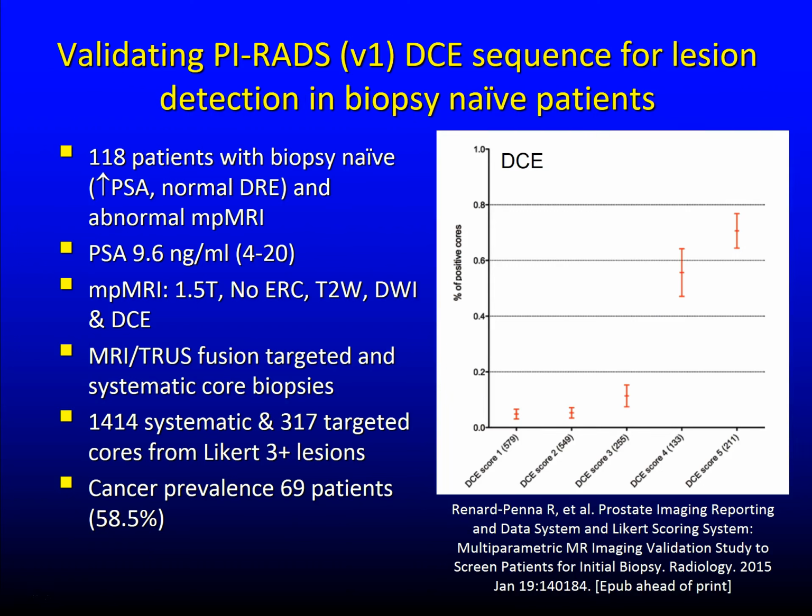This is similar data published last year, looking at biopsy naive patients, again showing the same phenomenon. So if you have a PI-RADS score that is negative, then you can see that the chances of you having a negative biopsy are quite high. Usually less than 20% will be positive. However, if you have a score of 4 or if you have a score of 5, then you have a 60 and about a 75 to 80% chance of having a positive core from a lesion.